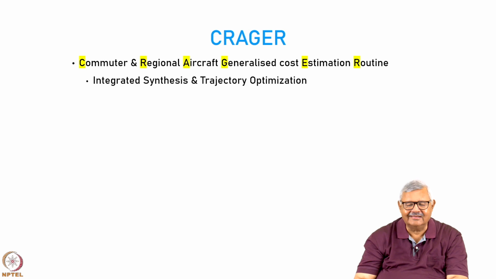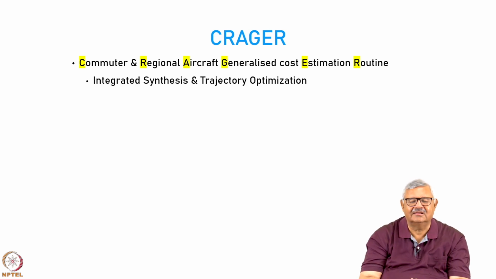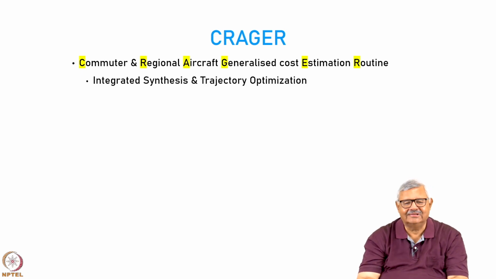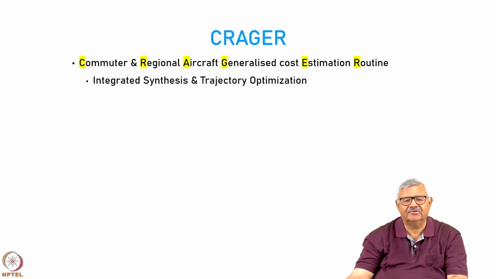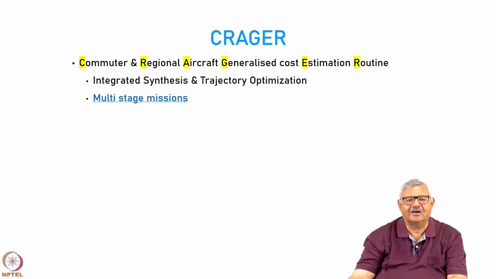It integrates the design synthesis, that is arriving at the aircraft configuration, aircraft parameters, along with the flight profile or the trajectory, and it optimizes both of them together. So, this is an integrated design synthesis and trajectory optimization routine. There are some features of CRAGER which I need to highlight. It is suitable for multi-stage missions. Now, what is meant by multi-stage missions?